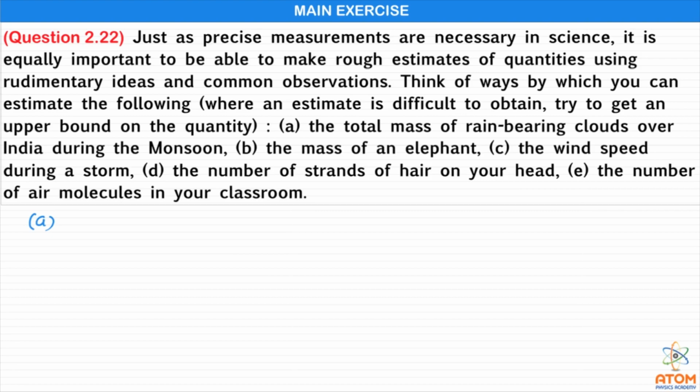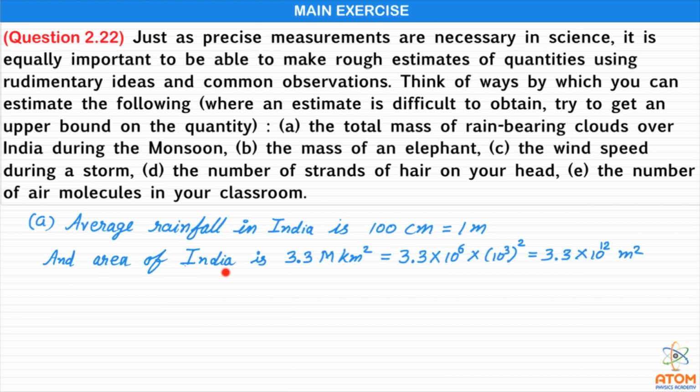So that mass will be equal to the total rainfall during the monsoon. Now we can calculate the mass of the water raining during the monsoon. Let us see how. If you Google, you will come to know that the average rainfall in India is 100 centimeter. So it is nearly 1 meter.